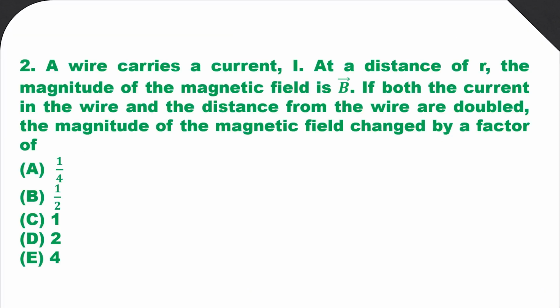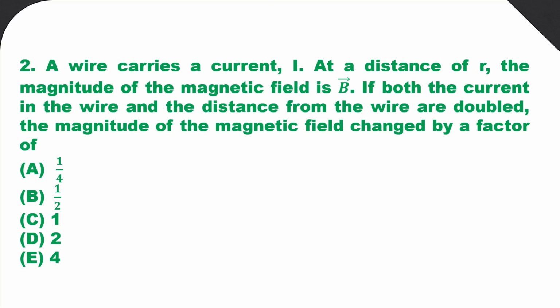Question 2. A wire carries a current I at a distance of R. The magnitude of the magnetic field is B. If both the current in the wire and the distance from the wire are doubled, the magnitude of the magnetic field changed by a factor of, that is, by how many factors does the magnitude of the magnetic field change? The keywords here are wire, current, distance, magnitude of the magnetic field.